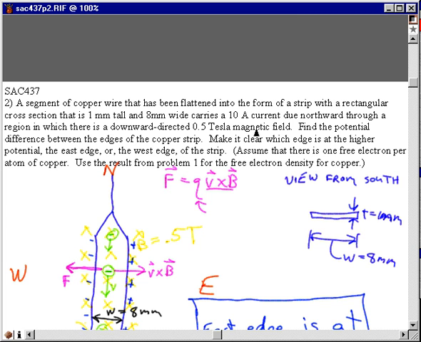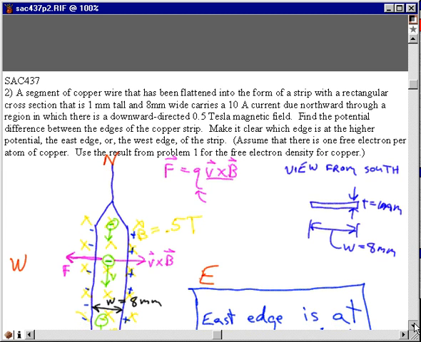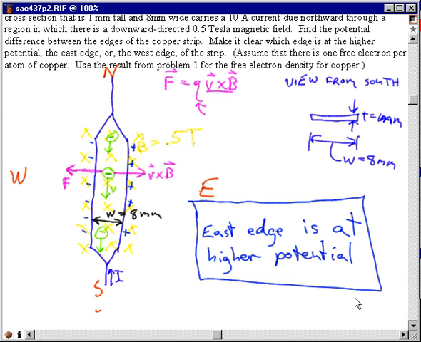Okay, next. Given this information, I is 10 amps. N we found in problem number 1 to be 8 times 10 to the 28th conduction electrons, free electrons, charge carriers per meter cubed.